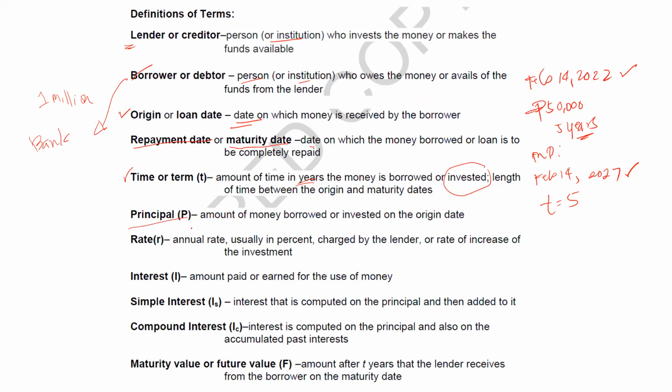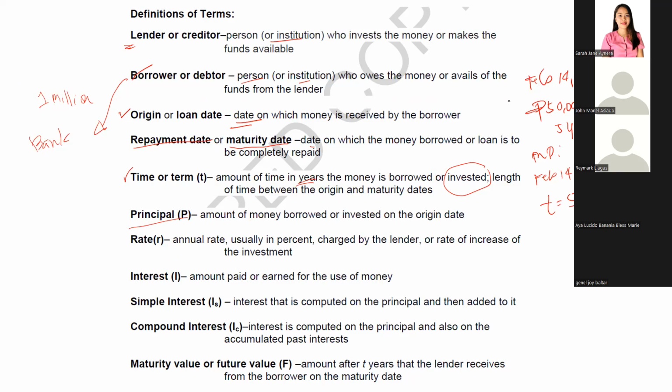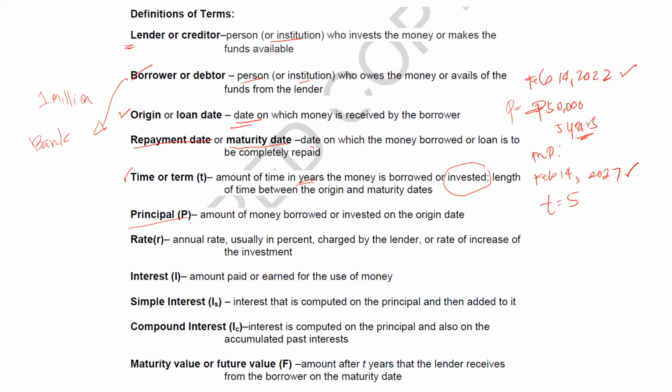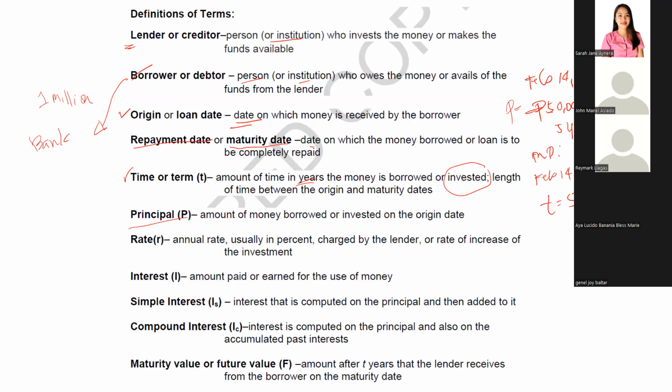Okay, next, principal denoted by capital P. This is the amount of money borrowed or invested on the origin date. So sa example kanina, ang principal amount natin is 50,000 pesos, since yun yung amount na hiniram o inutang. Ang principal, pwede siyang amount ng money na hiniram mo, sinave mo, or ininvest mo.